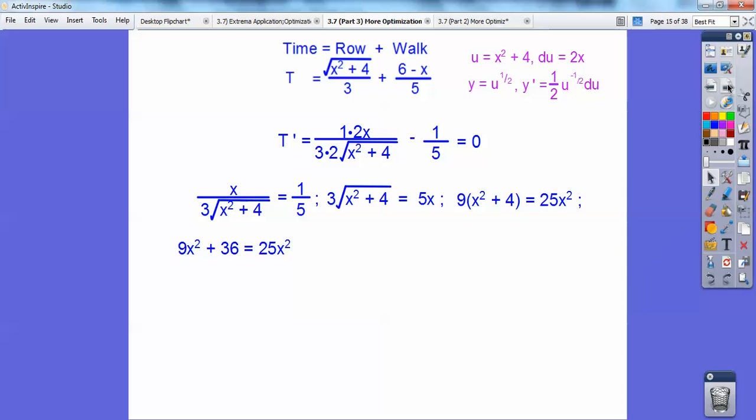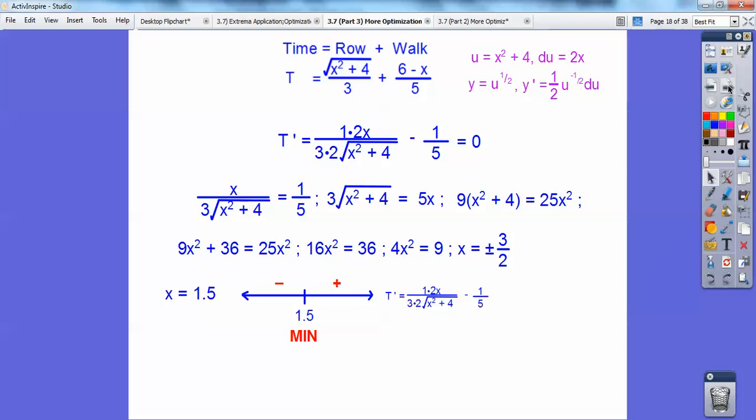Then subtract 9x squared from both sides, and I get 16x squared equals 36, and divide by 16. Actually, 4 goes into both of those also, you guys. 4 goes into 16 4 times, and 4 goes into 36 9 times. So then divide by 4 and take the square root, and you get x equals plus or minus 3 halves, or 1.5. Now x is distance, so it's just going to be x equals 1.5. I don't need to worry about the minus part.